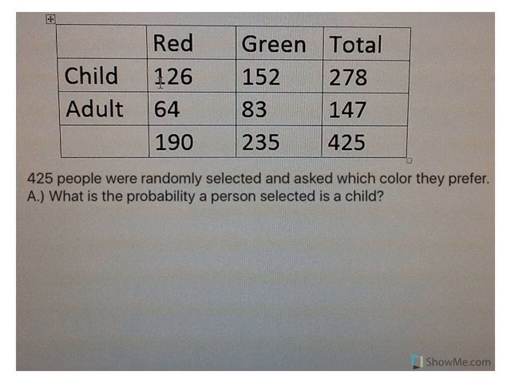425 people were randomly selected and asked which color they prefer. The data is given in the table. We're going to use this table to answer questions A through D. Part A. What is the probability a person selected is a child?